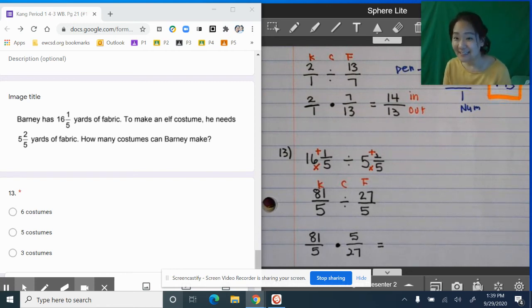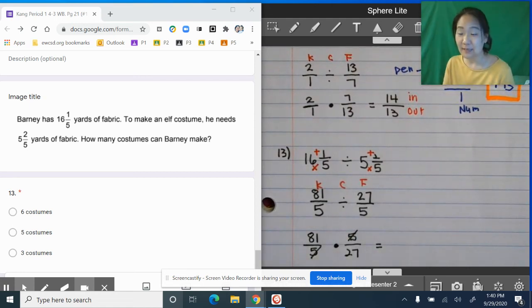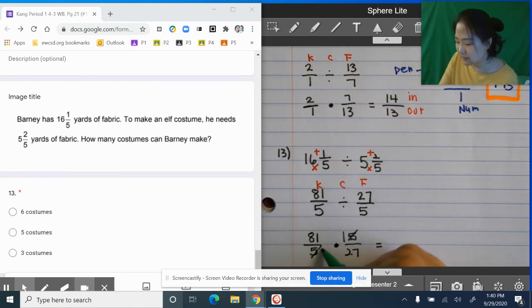3, 9, even 27. Okay, but I'm going to pretend like I didn't know that. I'm just going to cross cancel the 5 and the 5 to make the problem easier. Those of you that don't want to cross cancel, you just multiply across, 81 times 5, 405, and then 5 times 27, and then you simplify as much as you can. But I'm going to cross cancel 5 and 5 by dividing by a common factor 5. So 5 divided by 5 is 1, 5 divided by 5 is 1.